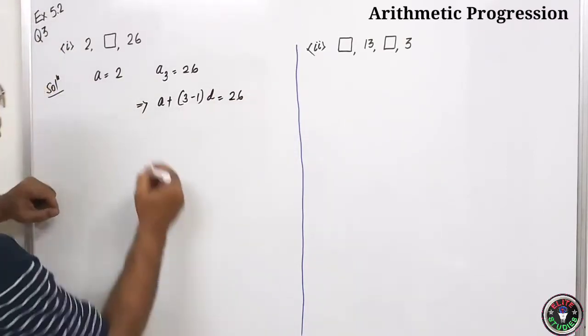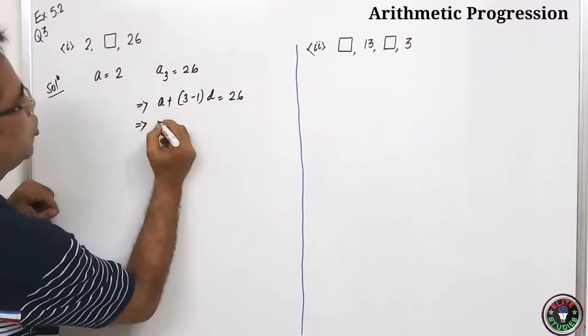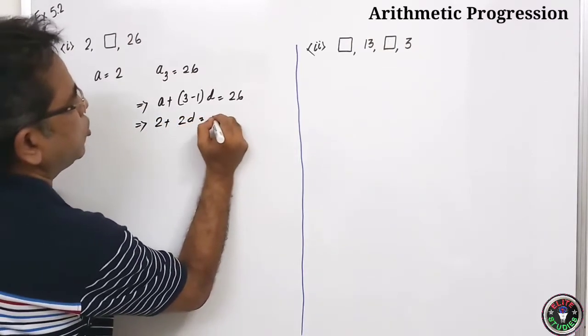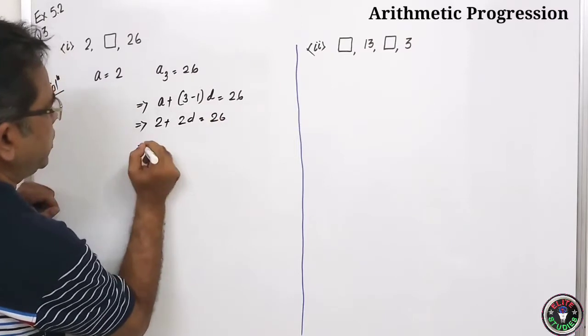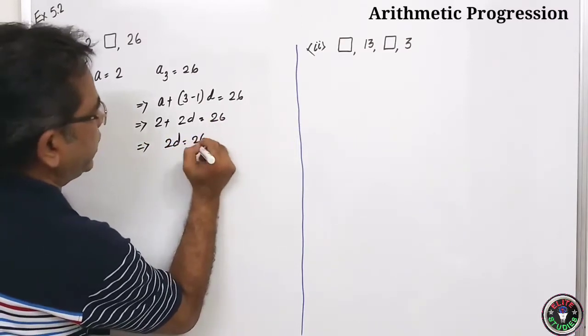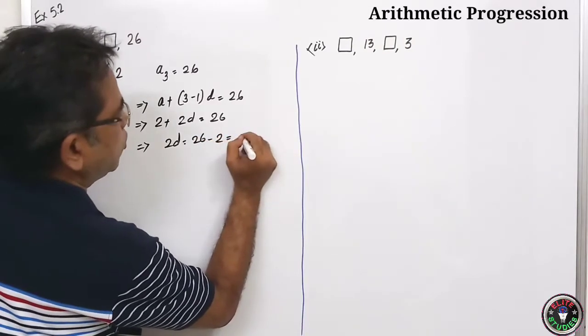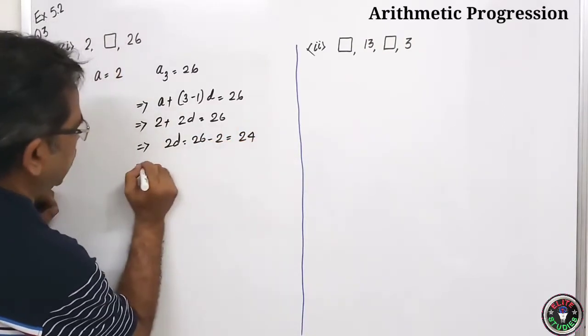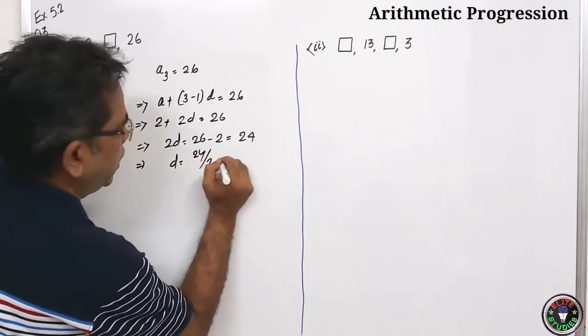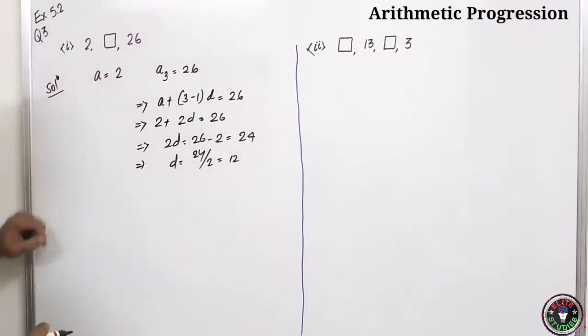In this equation, A we know. A is equal to 2. So, 2 plus 2D is equal to 26. This implies 2D is equal to 26 minus 2, which is 24. So, this gives D is equal to 24 by 2, which is 12.